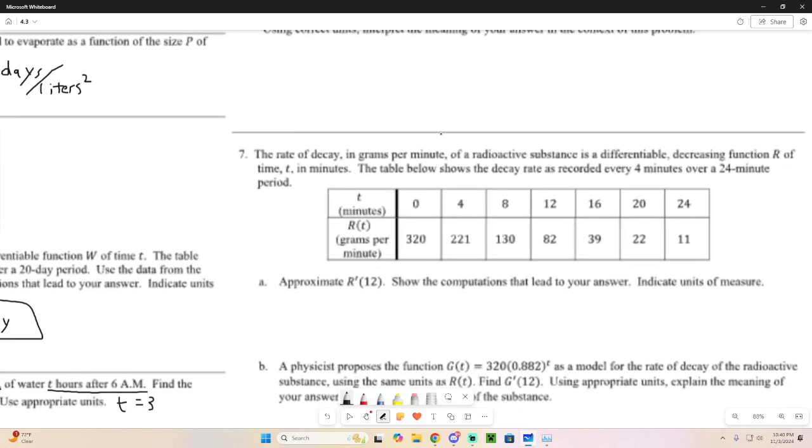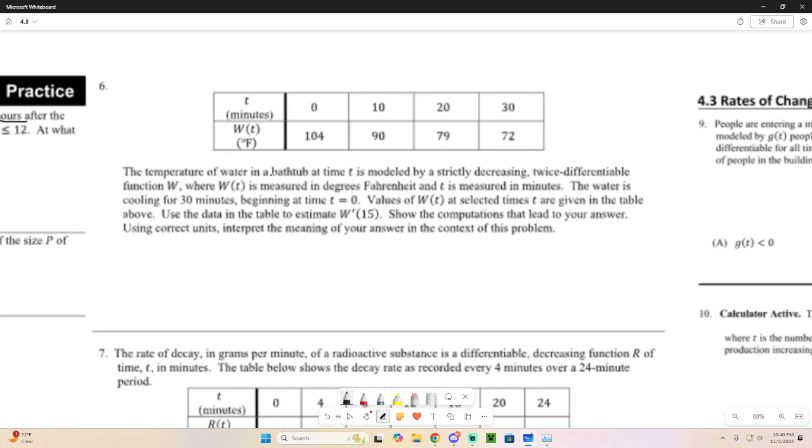Let's move on. The temperature of water in a bathtub at time t is modeled by a strictly decreasing twice differentiable function W, where W of t is measured in degrees Fahrenheit and t is measured in minutes. The water is cooling for 30 minutes, beginning at time t equals 0. Values of W of t at selected times t are given in the table above. Use the data to estimate W prime of 15. Show computations that led to your answer. Using correct units, interpret the meaning of your answer in the context of the problem.